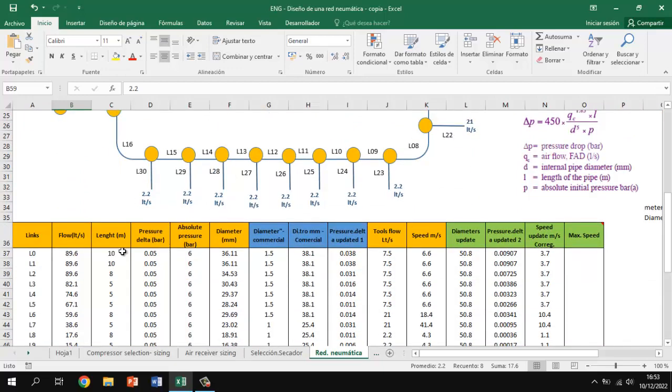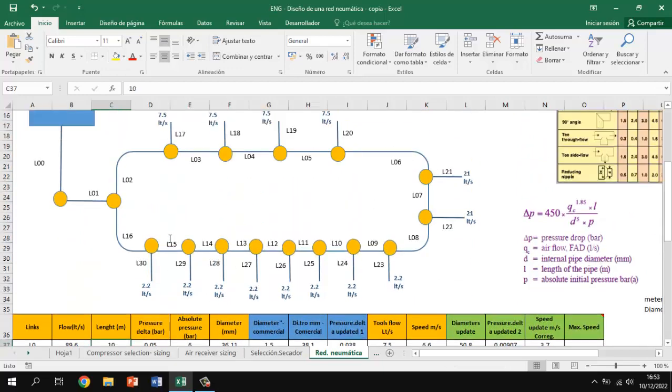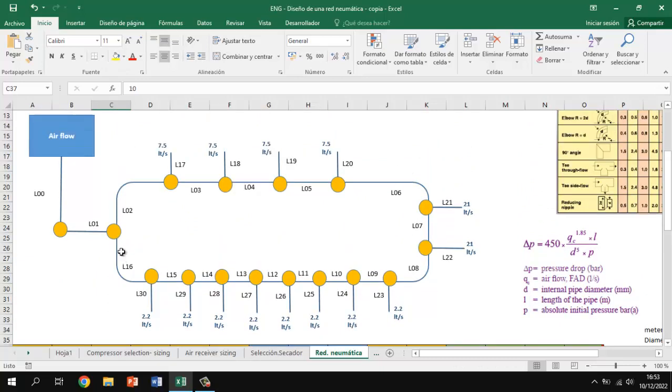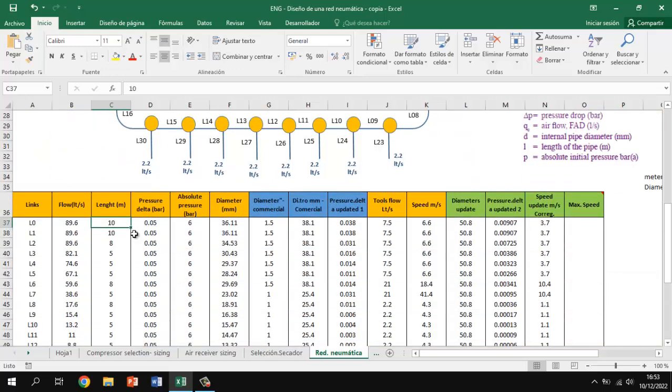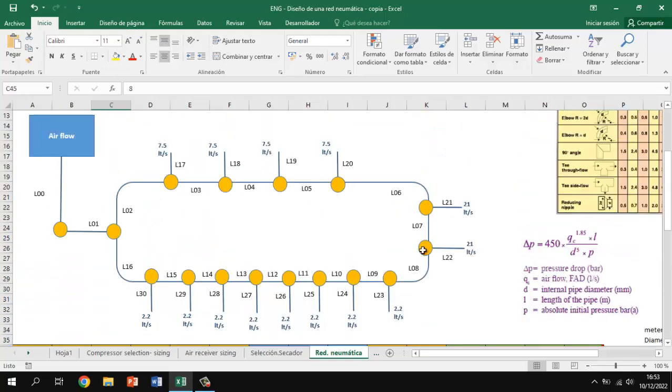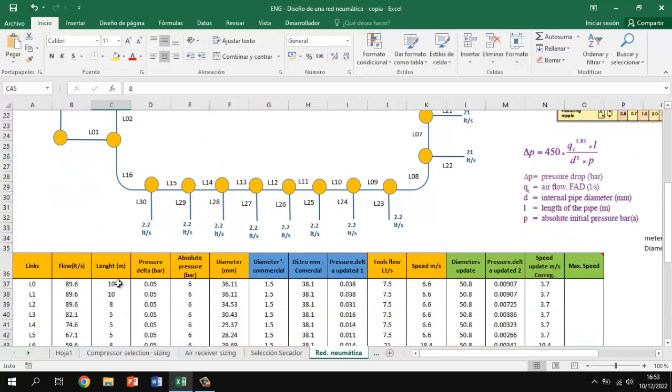Then for length, I put whatever I consider is going to be okay. Remember that this is a hypothetical situation, it's not a real one, it's just something I invented. So I put 10, 10, 8, 5, 5, 8. Here you can put whatever you want.